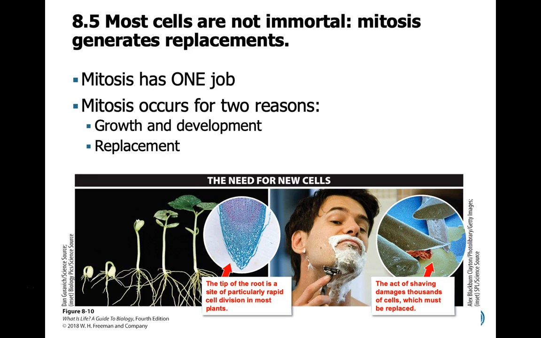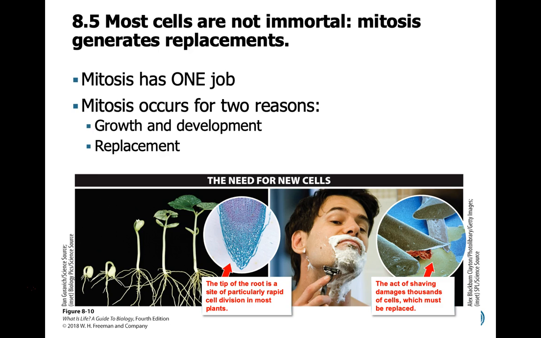So this happens for two reasons. One is growth and development, the other is replacement. When I was talking about DNA replication, I stressed the requirement for cells to pass on the correct genetic information. Now, if you're a skin cell, you want to make a skin cell, right? You want to pass on the information so that that cell can function as a skin cell. And that's one of the jobs of mitosis, to replace existing cells.